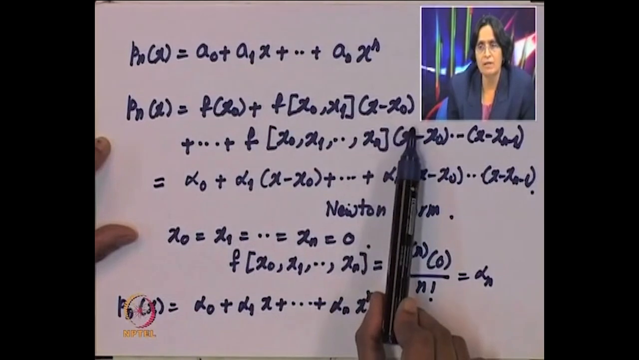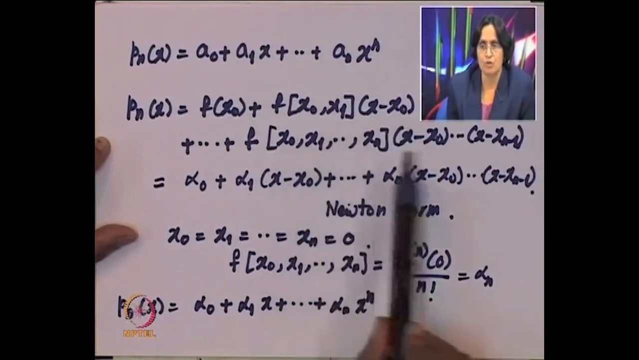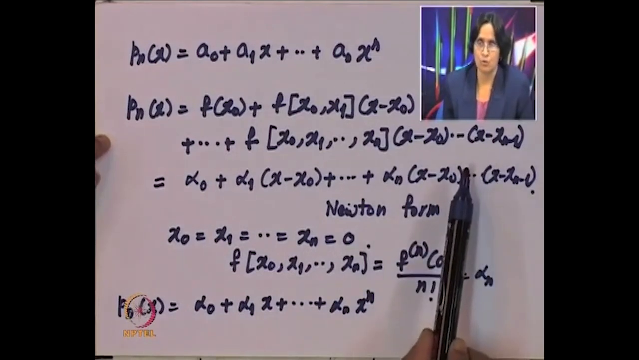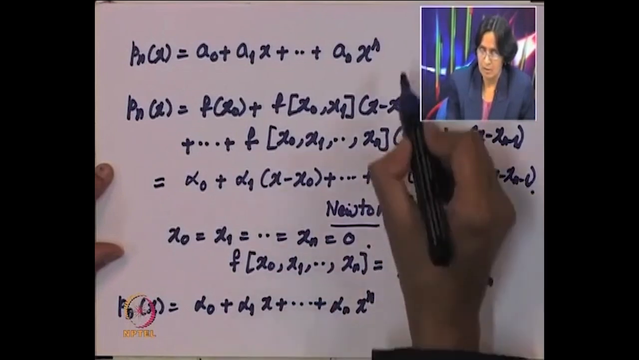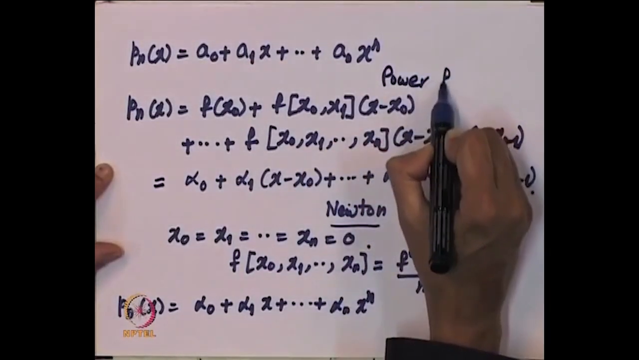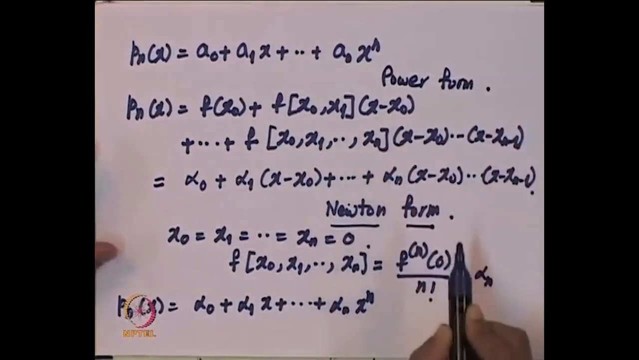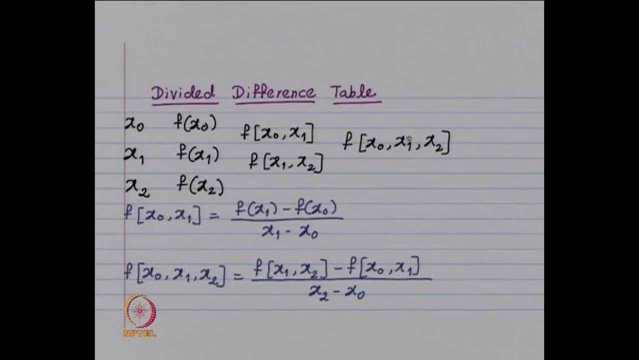Here you have got different centers. You have got x minus x 0, then x minus x 0, x minus x 1, and so on. So, this is the Newton form. This is the power form. And we have looked at the Lagrange form. Look at the divided difference table.